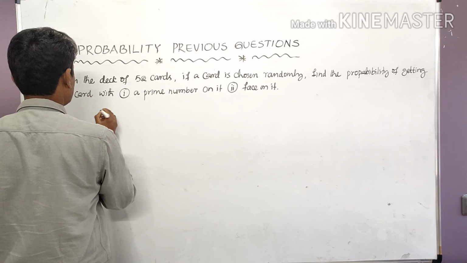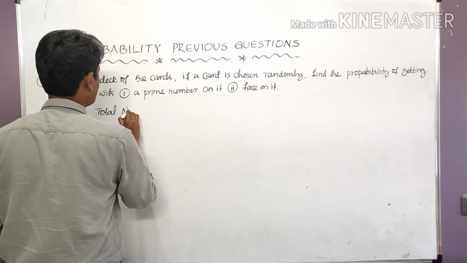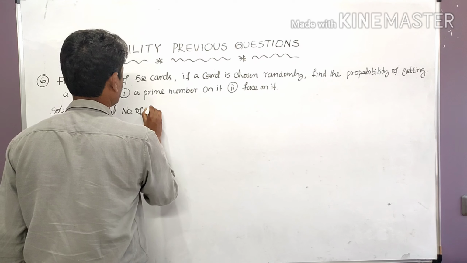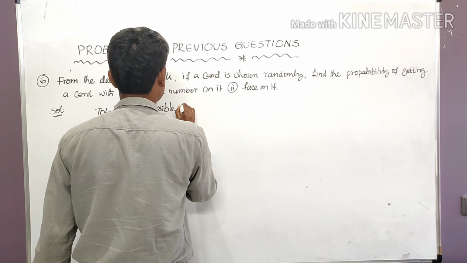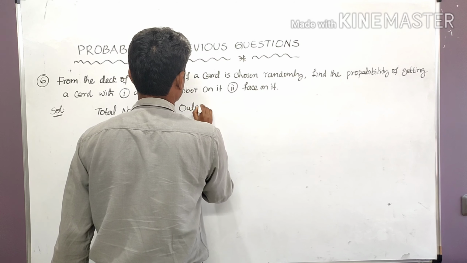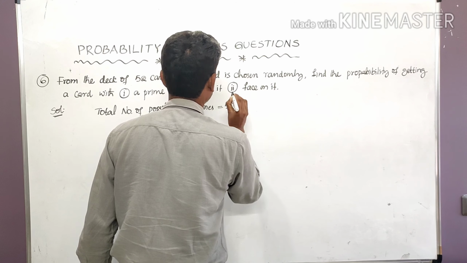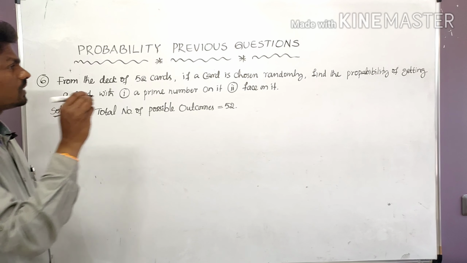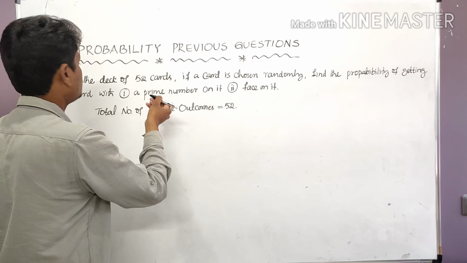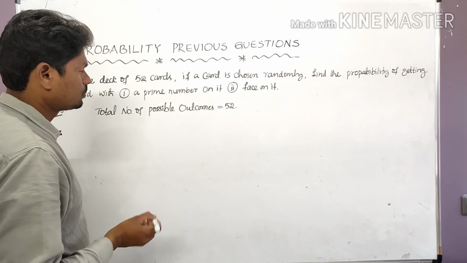Here the total number of possible outcomes is equal to 52. So if a card is selected from the deck of cards, what is the probability of getting a prime number on it? See student, how many prime numbers are there?